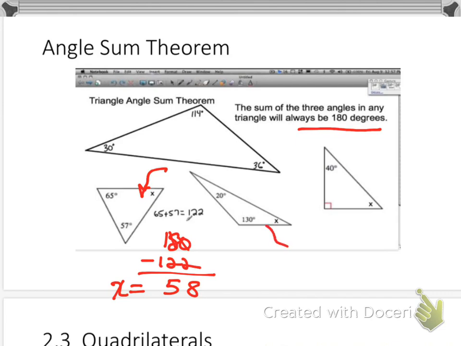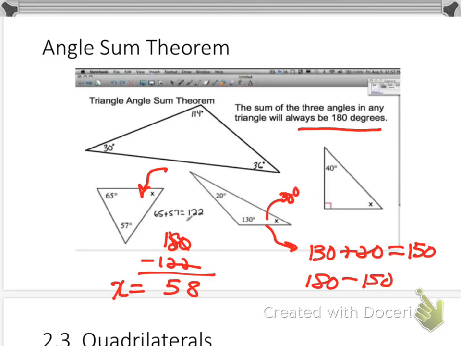Okay, what about this x? If I sum 130 plus 20, that's 150. And 180 minus 150, that's going to make that 30 degrees. So this triangle is an acute triangle in terms of classification by angles. This, because you have this big angle here, that's an obtuse.